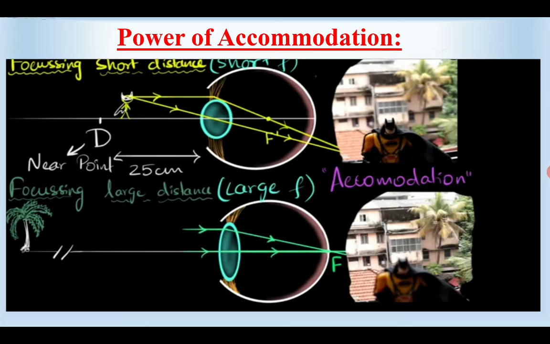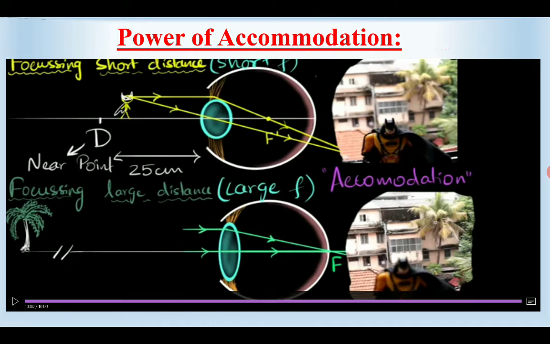Now from this we are figuring out some points: the near point of the eye is 25 centimeters, the far point for a healthy eye is infinity, and our range of vision lies between this 25 centimeters and infinity. And the power of accommodation of the eye is basically the ability of the eye, that is the eye lens, to see both near and distant objects by adjusting its focal length.